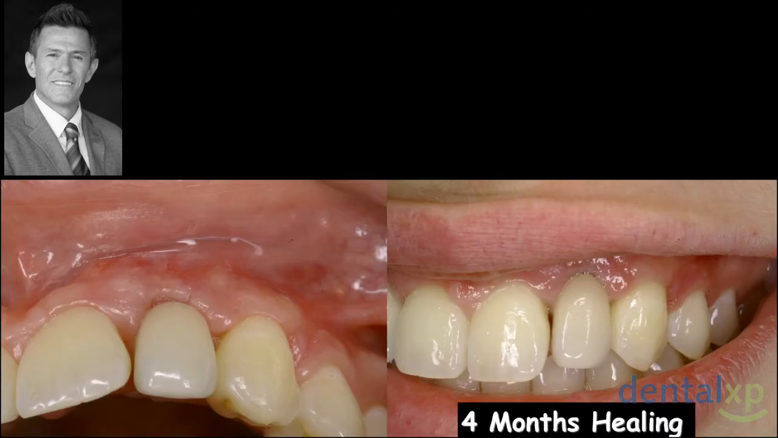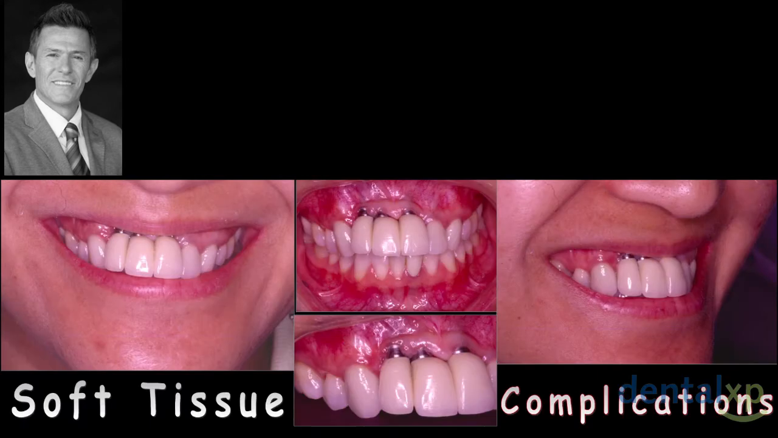bone graft material. 4 months, we can see that we now have a thickened keratinized tissue layer. We're having very good healing. Patient doesn't show any signs of infection. We don't want to probe this area for at least 6 months. And at 6 months, the patient was doing very well, and that implant now survived.